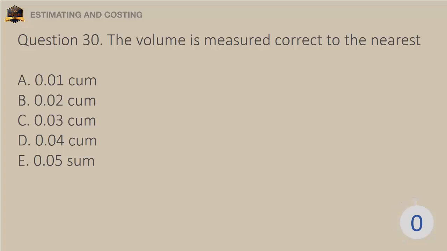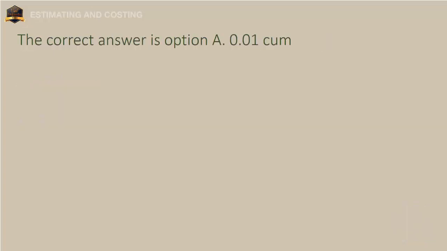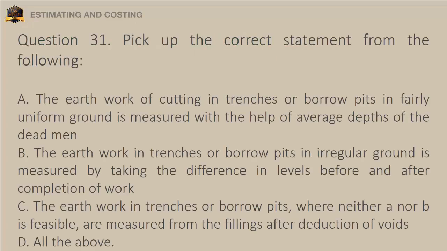The correct answer is option E. All of these. Question 31. Pick up the correct statement from the following. A. The earthwork of cutting in trenches or borrow pits in fairly uniform ground is measured with the help of average depths of the dead men. B. The earthwork in trenches or borrow pits in irregular ground is measured by taking the difference in levels before and after completion of work. C. The earthwork in trenches or borrow pits, where neither A nor B is feasible, is measured from the fillings after deduction of voids. D. All the above.